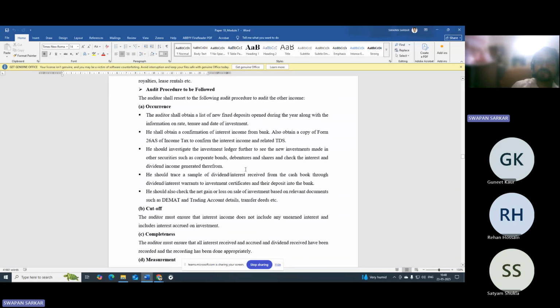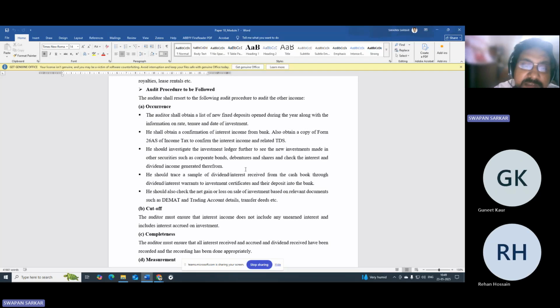The auditor shall obtain a list of new fixed deposits opened during the year, along with the information on rate, tenure, and date of investment. He shall obtain a confirmation of interest income from the bank. Also obtain a copy of Form 26AS of income tax to confirm the interest income and related TDS. He should investigate the investment ledger further to see the new investments made in other sources, such as corporate bonds, debentures, and shares, and check the interest or dividend income generated therefrom.